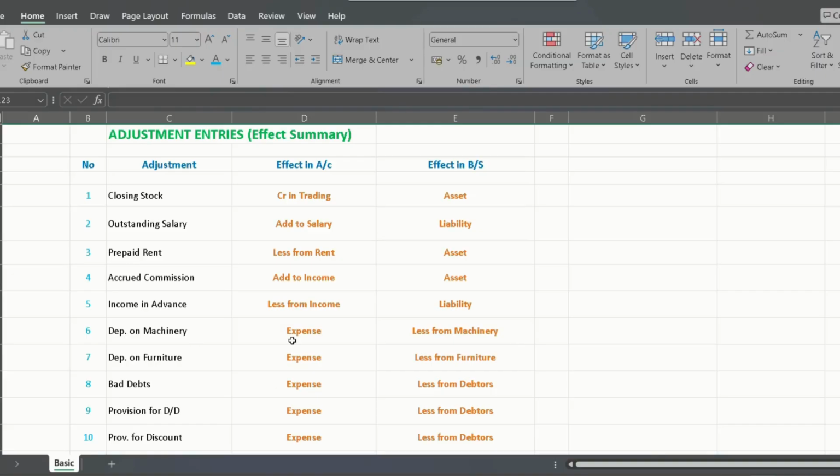Provision for doubtful debts 5%. Which means 5% on the debtors amount after deducting the bad debts. That amount will be the provision for doubtful debts. So this entry is on the debit side in profit and loss account and less from debtors in asset side. Provision for discount: after deducting the provision for doubtful debts, that amount into 2%. This amount is the provision for discount. This entry will be debit side in profit and loss account and less from debtors in balance sheet in asset side.